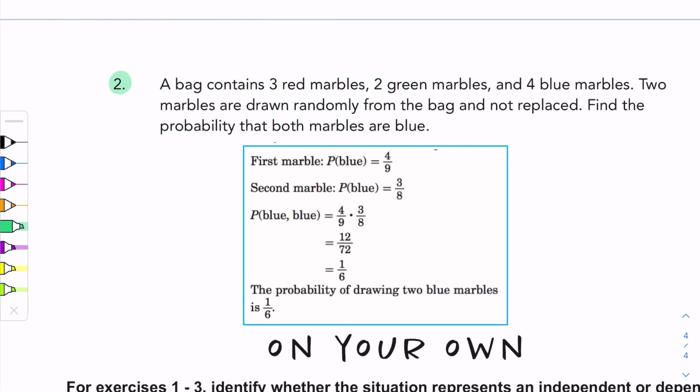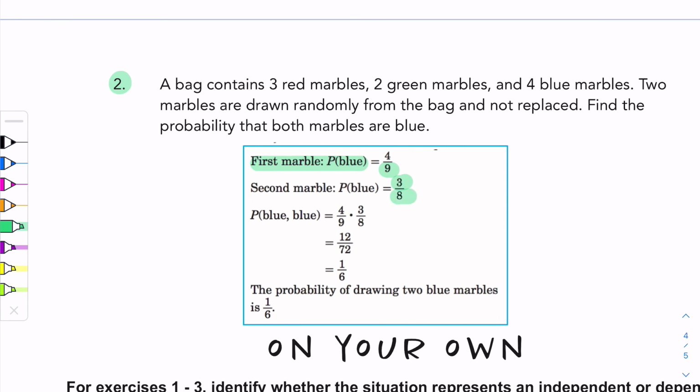For number 2, a bag contains 3 red marbles, 2 green marbles, and 4 blue marbles. 2 marbles are drawn randomly from the bag and not replaced. Find the probability that both marbles are blue. So the probability that the first marble is blue is 4 out of 9. When you add up the total of 3 plus 2, that's 5, plus 4 is 9, to give you a total of 9, and we know that 4 of them are blue. For the second marble, we have a probability of 3 out of 8 being blue because we remove 1 blue, that leaves us with 3, and we remove 1 marble total, which leaves us with 8. So 3 blue are left over, 8 total are left over.